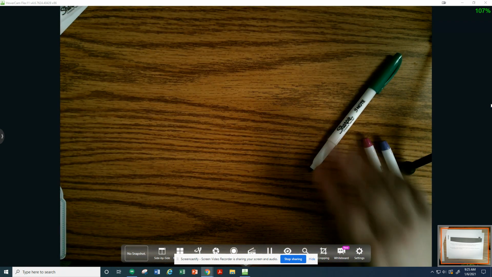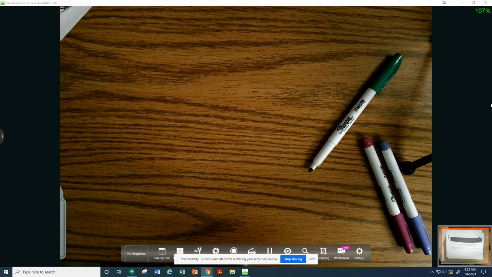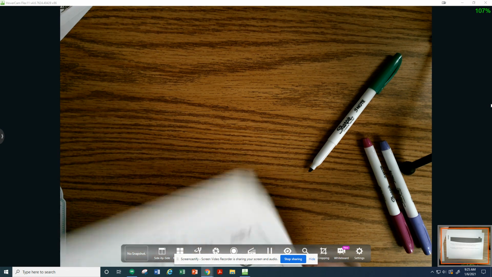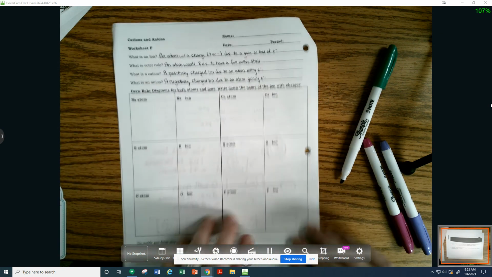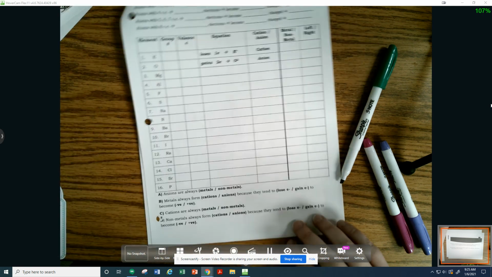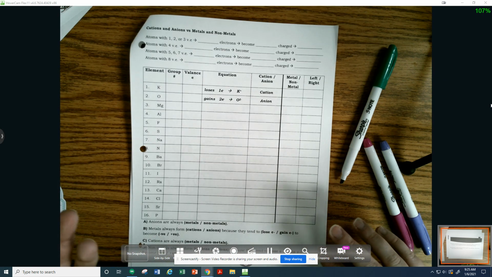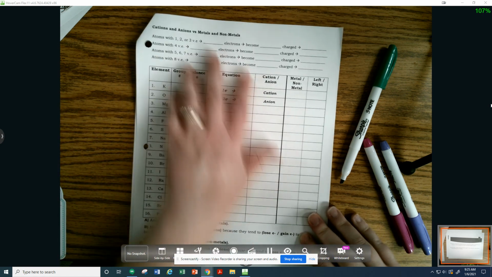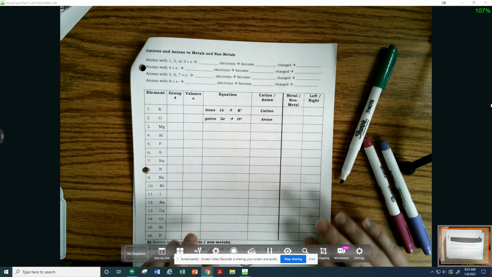So the last thing I want to do real quick before I let you go is I want to help you get started on your homework. So this first page here is just filling in information from the front side, and what we've just done with the Bohr models and that. I want to talk a little bit about the second page of the homework.